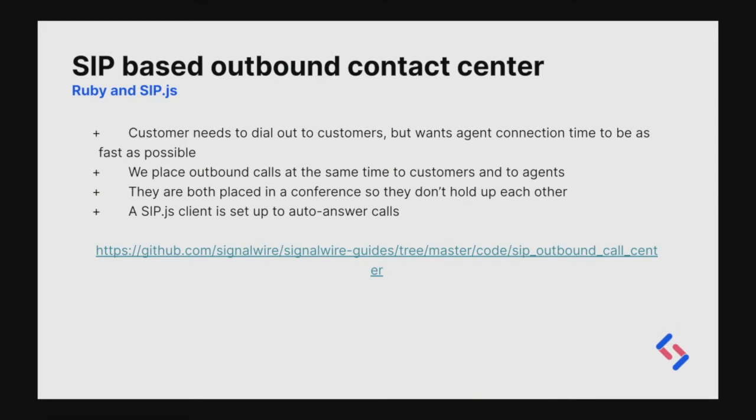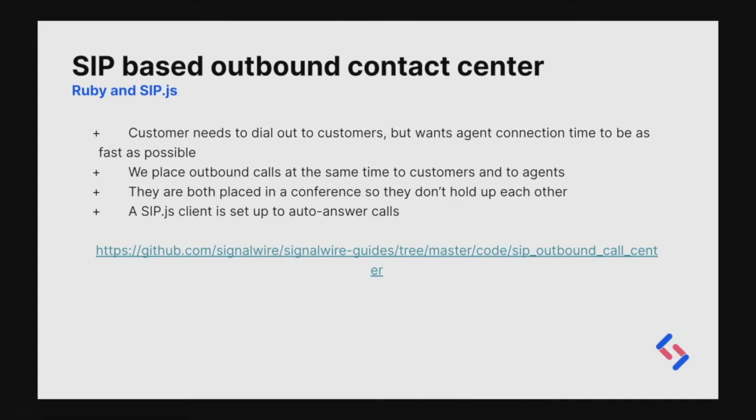How we solve this is by placing outbound calls at the same time to the customers and to the agents, one each. They're both placed in a conference as soon as they answer, so whoever answers first waits for the other. Since the dial is essentially synchronous, and the SIP client that the agent is using is usually a little bit faster than going over the PSTN, it almost always results in the agent already being there by the time the customer joins. They're talking to each other, and there's no delay at all. The customer doesn't even feel delay. They're just talking to the agent.